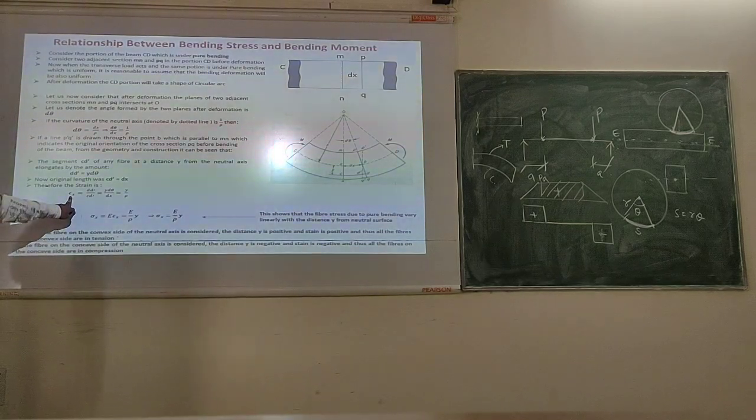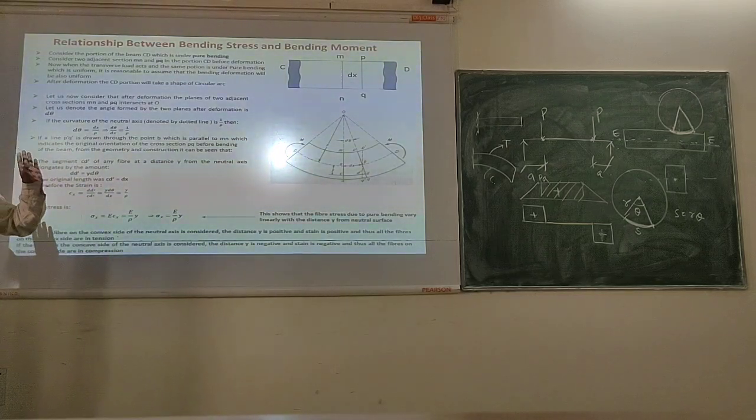And what is y? Y is the distance from the neutral axis. And what is rho? Rho is the radius, or 1 by rho is the curvature of the curved portion. Clear? Up to this it is clear?